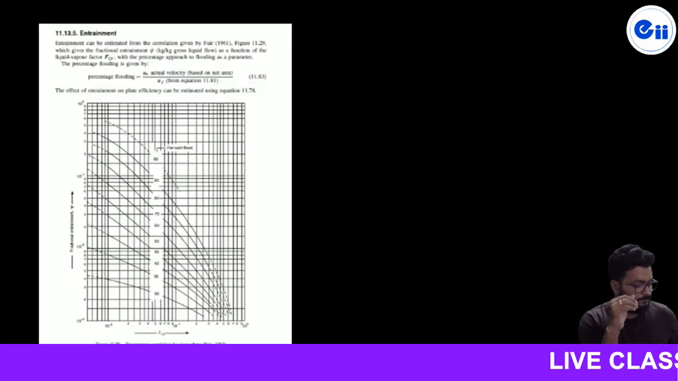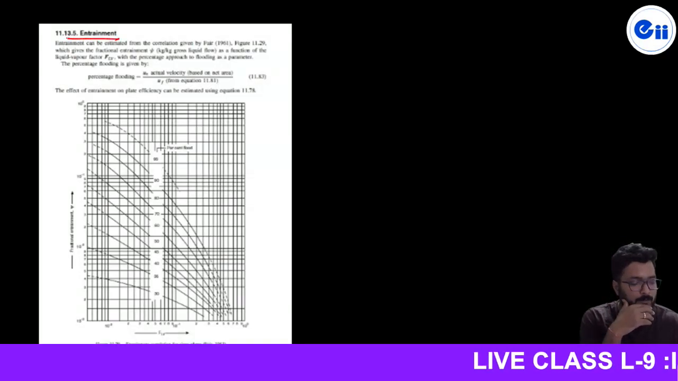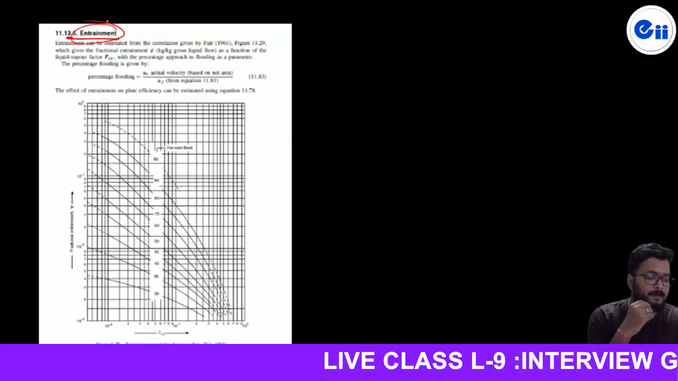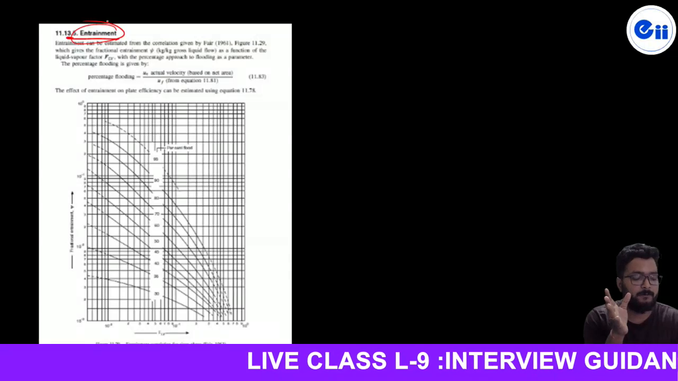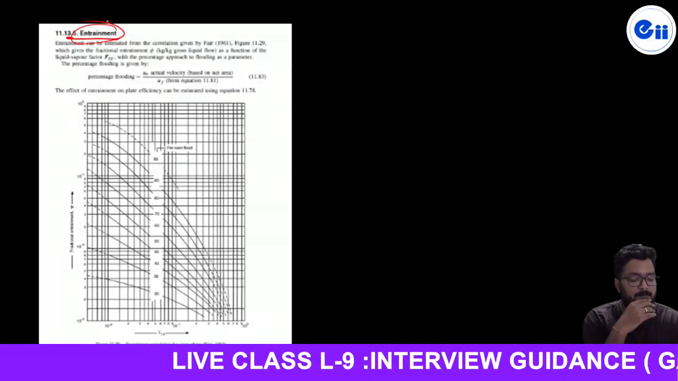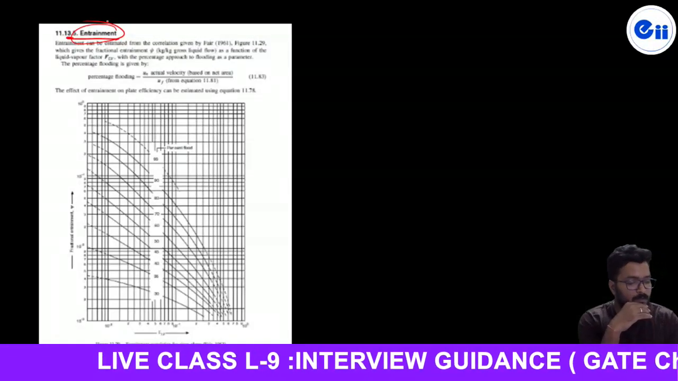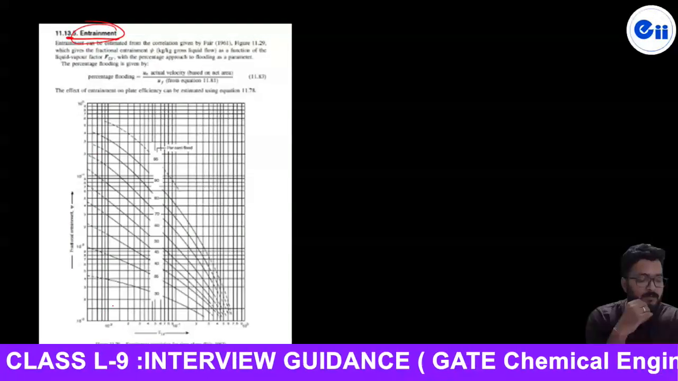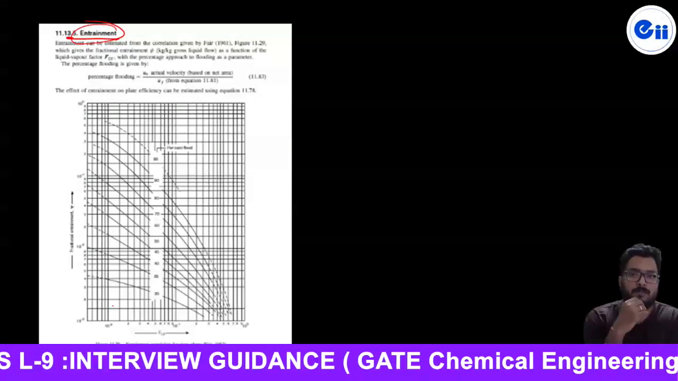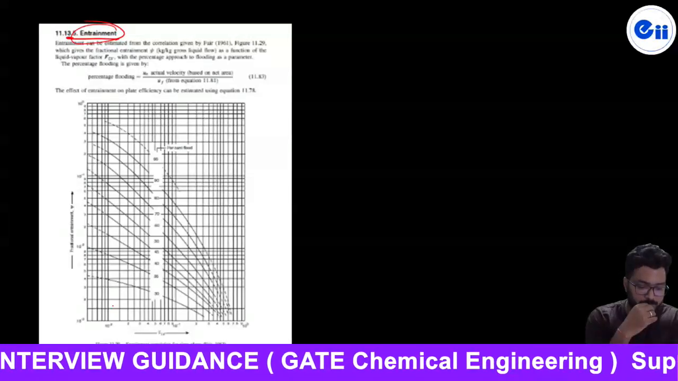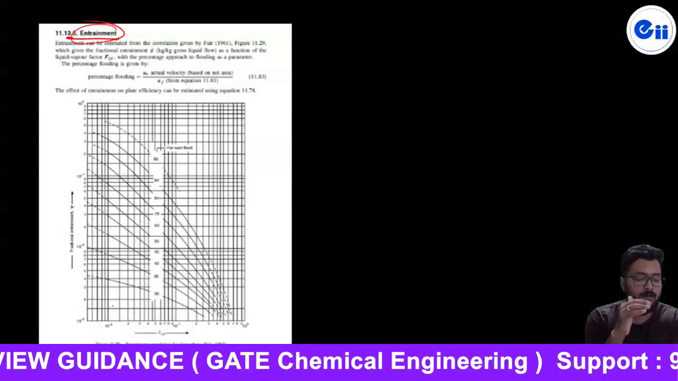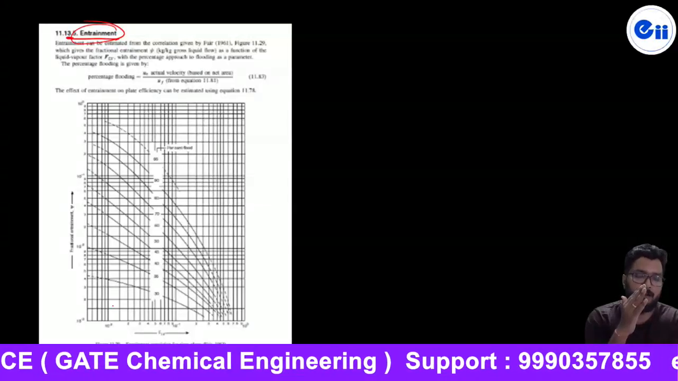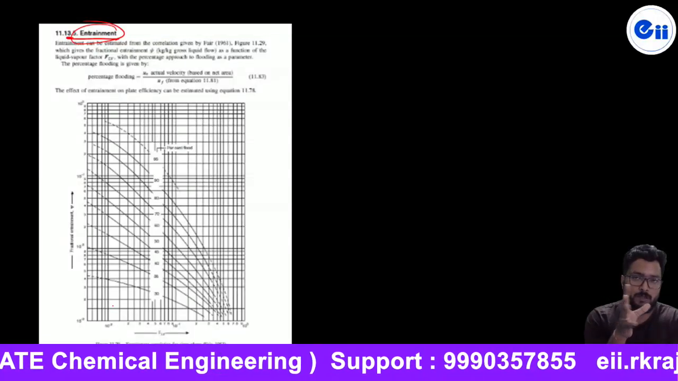Now, thereafter, one more important thing is called entrainment. Entrainment can be estimated from the correlations given by the figure, and this figure gives the fractional entrainment. Fractional entrainment means how many kg of liquid has been carried away along with the vapor relative to the total amount of liquid.